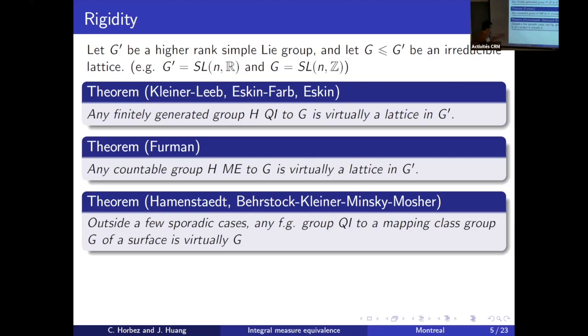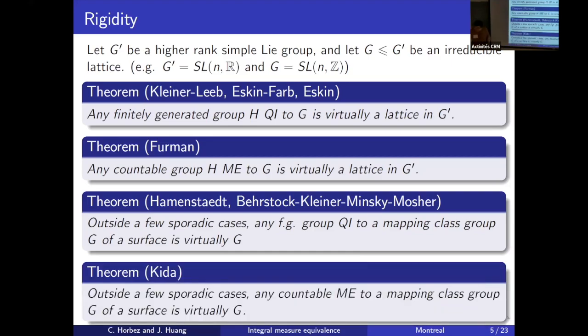This is another place where people like to find rigidity. On the QI side, outside a few sporadic cases, any finitely generated group QI to a mapping class group is virtually that group. Virtually means isomorphic up to passing to a finite index subgroup or quotient by a finite normal subgroup. Exactly the same statement holds for measure equivalence. So there is a strong rigidity for groups measure equivalent to the mapping class group.